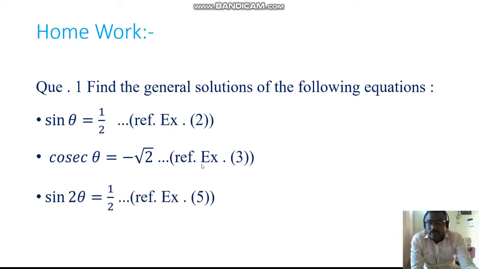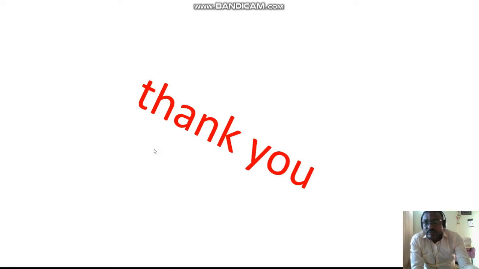For the first example, refer to example 2, for the second example refer to example 3, and for the third example refer to example 5. Thank you, friends. In the next lecture we shall see the general solution of cos theta is equal to cos alpha and tan theta is equal to tan alpha. Thank you.